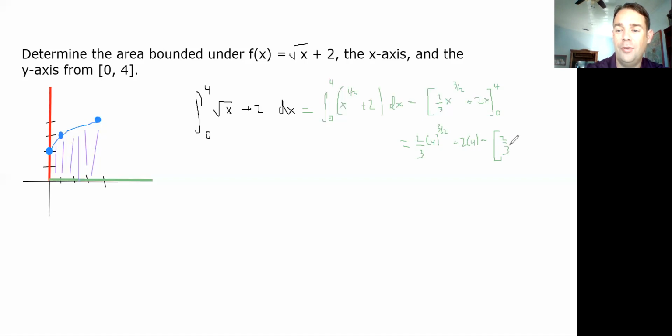2/3 times 0 to the 3/2 plus 2 times 0. All right, here we go. So the square root of 4 is 2. Cubed is 8 times 2/3, that's 16/3. Plus 8 minus 0 equals, oh, what's that going to be? 40/3.